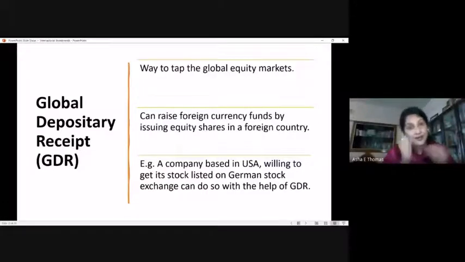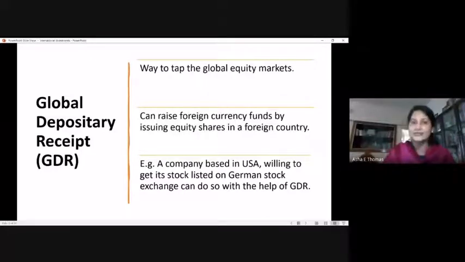So that is why it is said this is an instrument. A Global Depository Receipt is an instrument to tap funds from a foreign country. A company can raise foreign currency funds by issuing equity shares in a foreign country. No country can go with a direct issue, but you have to either get your company listed in a foreign stock exchange.